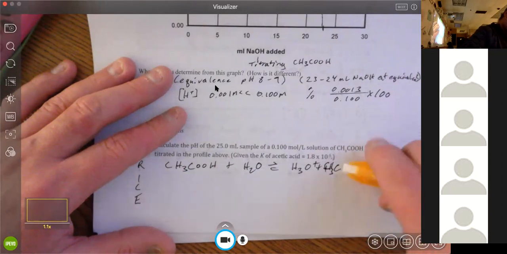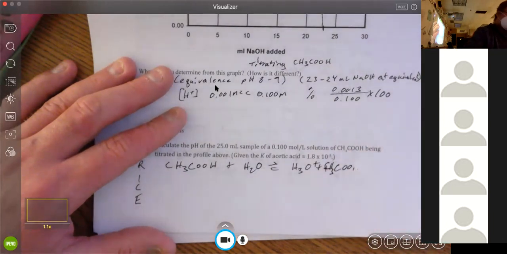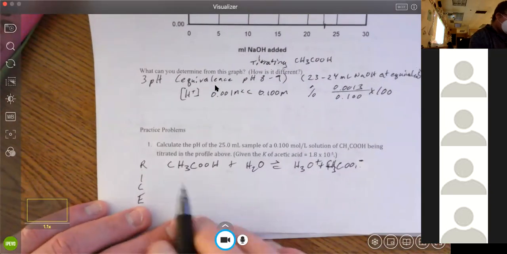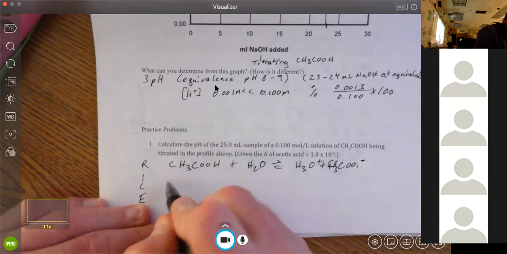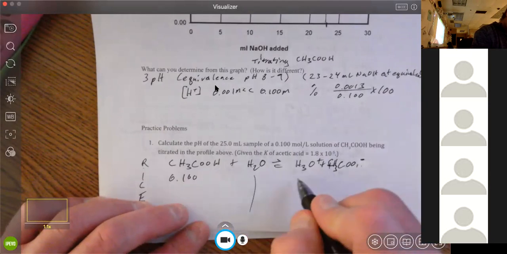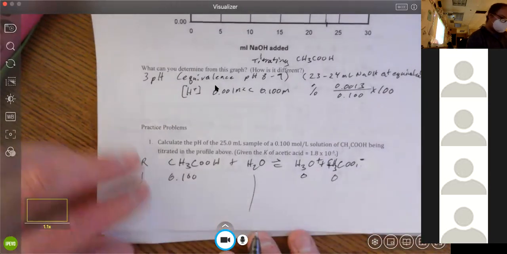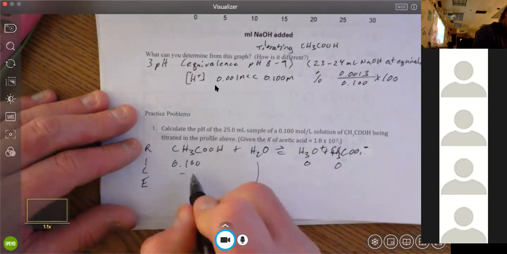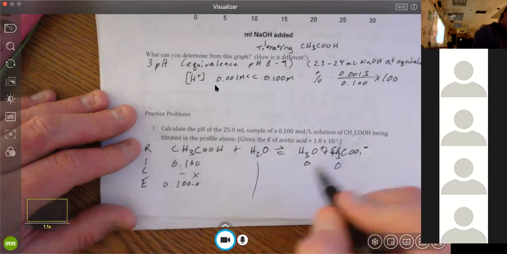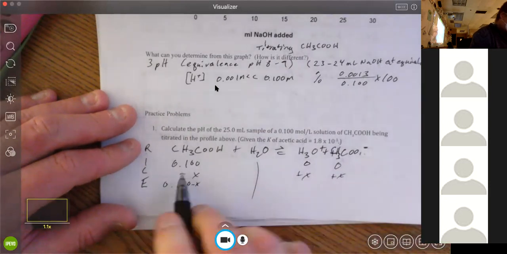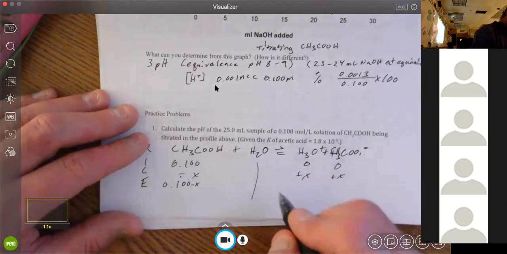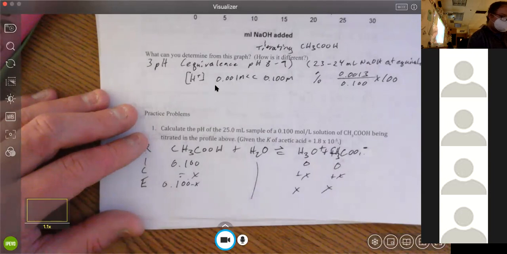CH3COO negative. And that's the H we lose right there. And with this, we are starting off with 0.100 moles per liter. Doesn't matter how much we have of that, 0 of that, and 0 of that. We're going to lose a certain amount of X here, so we get 0.100 minus X. We're going to add a certain amount of X here and here, the same X we lost here, because this is a 1 to 1 to 1 to 1. Then we get X and X.